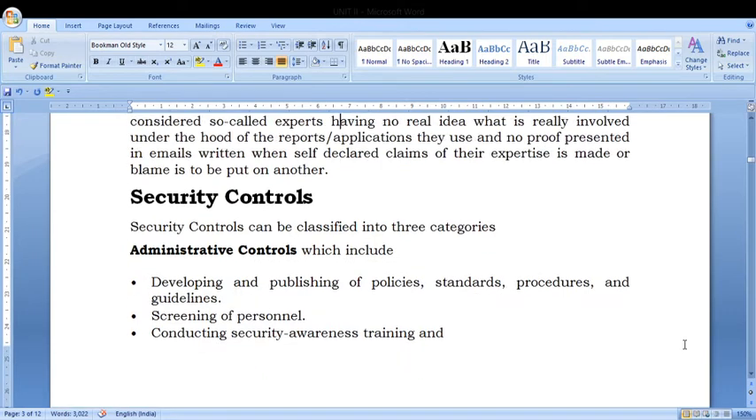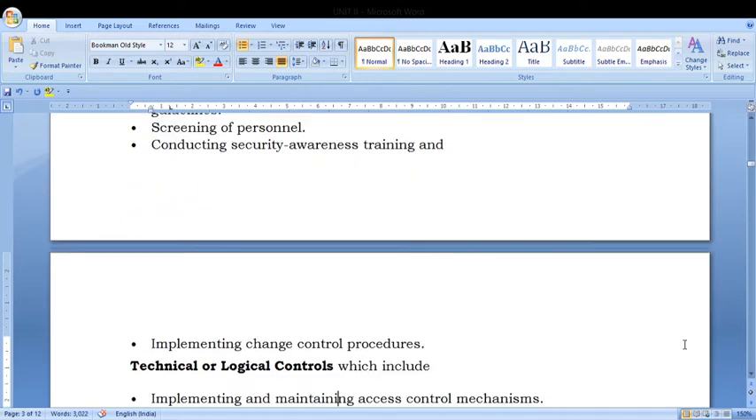One by one, we will see security control. Administrative control includes developing and publishing of policies, standards, procedures, and guidelines, screening of personnel, conducting security awareness training, and implementing change control procedures. This is administrative control. In administrative control, management decisions have to be taken, and they will be controlling all these things. Clear. Second one is technical or logical control.